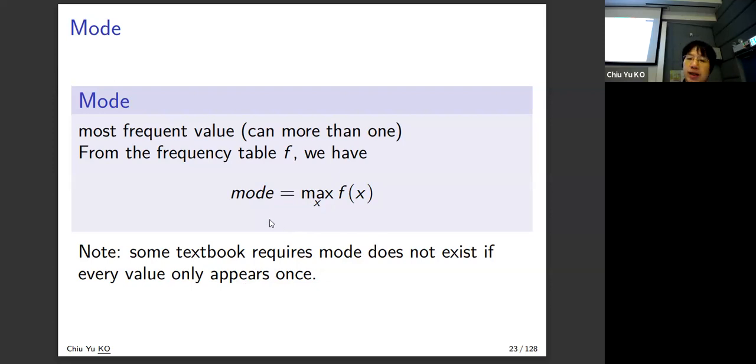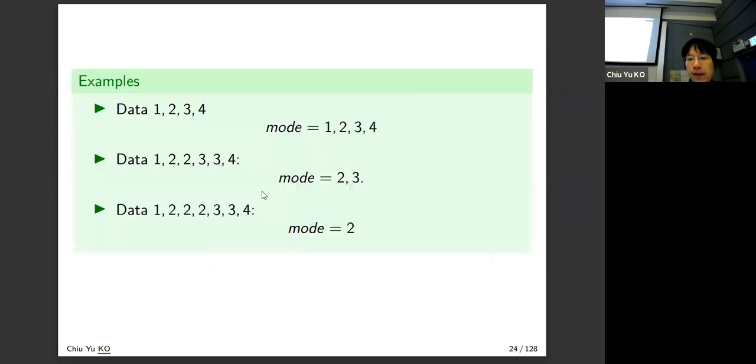But we will probably use the following definition. If everything appears once, we still call everything a mode. If, say, we have 1, 1, 2, 2, 3, 4, we have 2 modes. If 2 appears the most, you just have 1 mode. One of the reasons why you want to do this is because later, when you use R or Excel, that will be easier to handle.